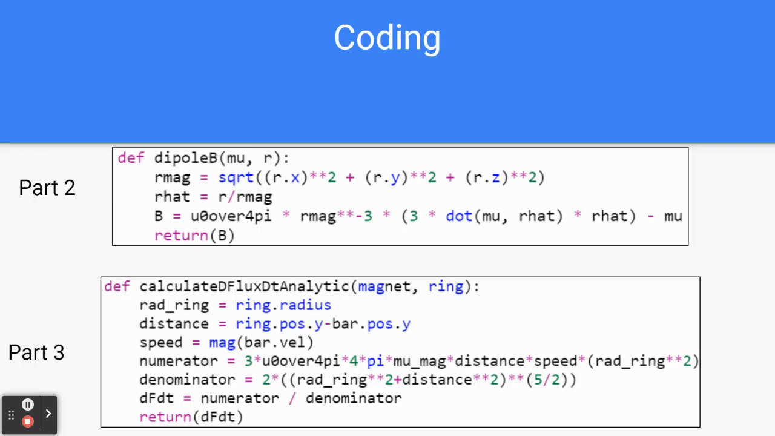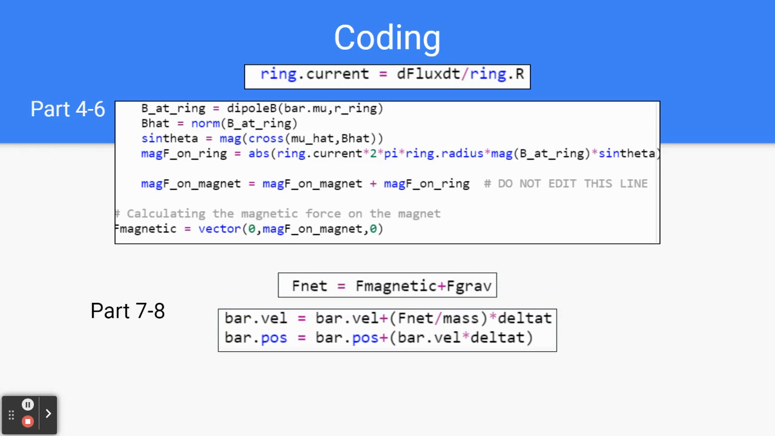Part 2 of the code shows how I calculated the magnetic field of the bar magnet. Part 3 shows the change in flux over time of the bar magnet. Parts 4 through 6 were used to find the current of each ring and the magnetic field at each ring, and then calculate the magnetic force on the magnet from all of the rings. Parts 7 and 8 were to find the net force on the magnet and then show how it changes in the computational model through time.